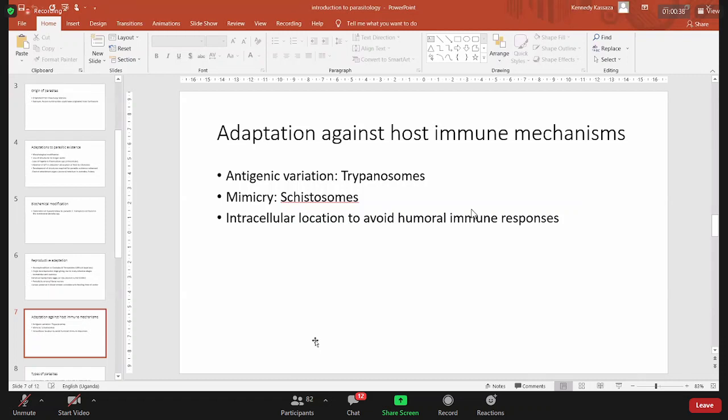Then some organisms are located inside the host cell. So the humoral immune system or antibodies cannot reach this parasite, so it is protected from the humoral immune response.